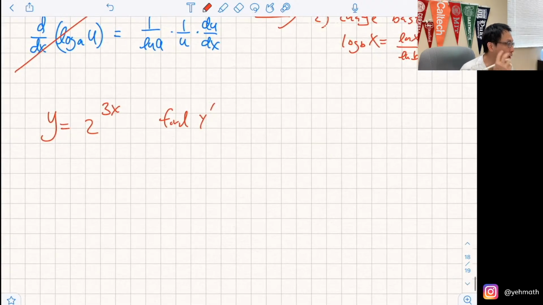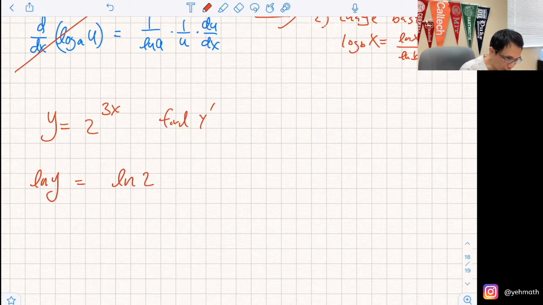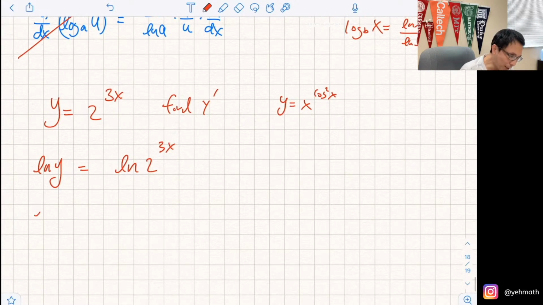Okay, so use logarithmic differentiation so that you can do the natural log of y equal to the natural log of 2 to the 3x. We've done this before, with y equal to x to the cosine square of x. This is on your test. We did the exact same thing as this one. So what happened is, the nice thing about natural log is 3x can be placed in the front.